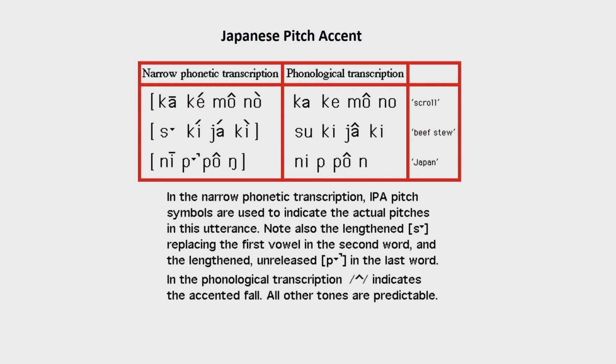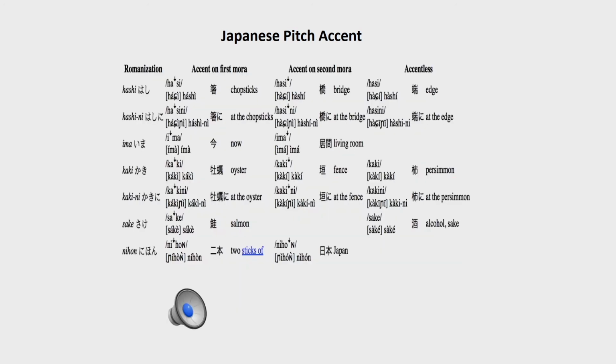So we play, actually this is from Wikipedia. We have 2 nice examples of hashi, where in one we have accent in the first mora, in the second we have accent in the second mora. I'll just play this clip from Wikipedia.